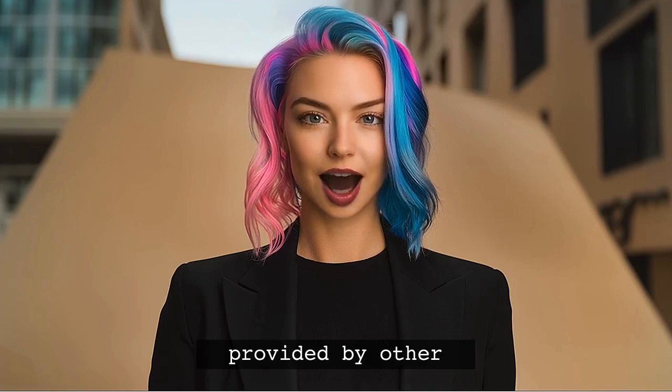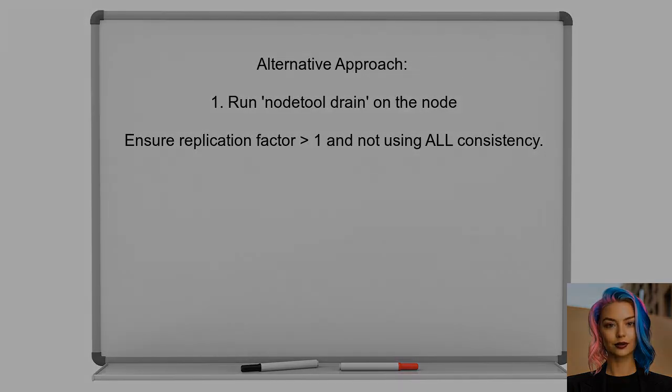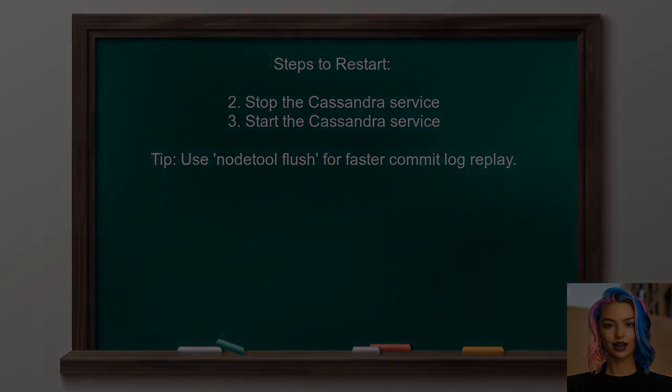Now let's look at the answers provided by other users. An alternative approach to restarting a live node in your Cassandra cluster involves a few key steps. First, if your replication factor is greater than 1 and you're not using consistency level ALL, you can proceed without downtime or data loss. Start by running the command nodetool drain on the node you want to restart. Next, stop the Cassandra service on that node and then start it again. If durable writes are enabled, you shouldn't lose any data due to the commit log replay mechanism. For a quicker restart, consider using nodetool flush before stopping the service.